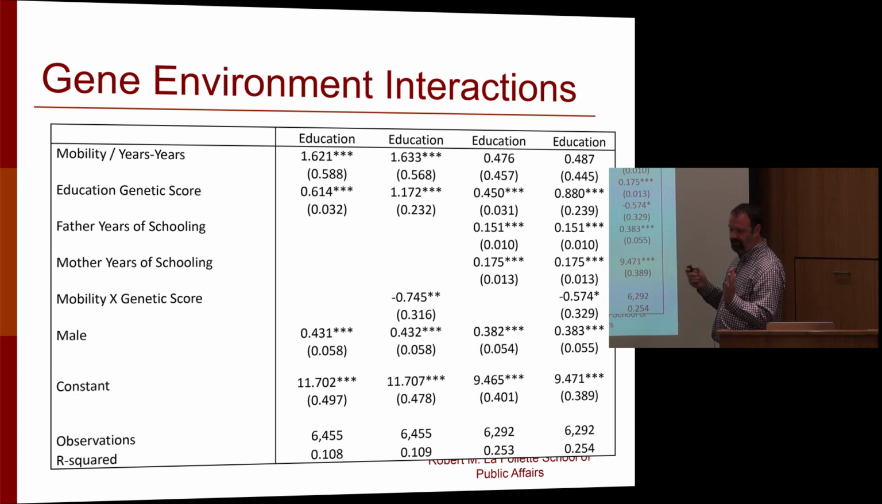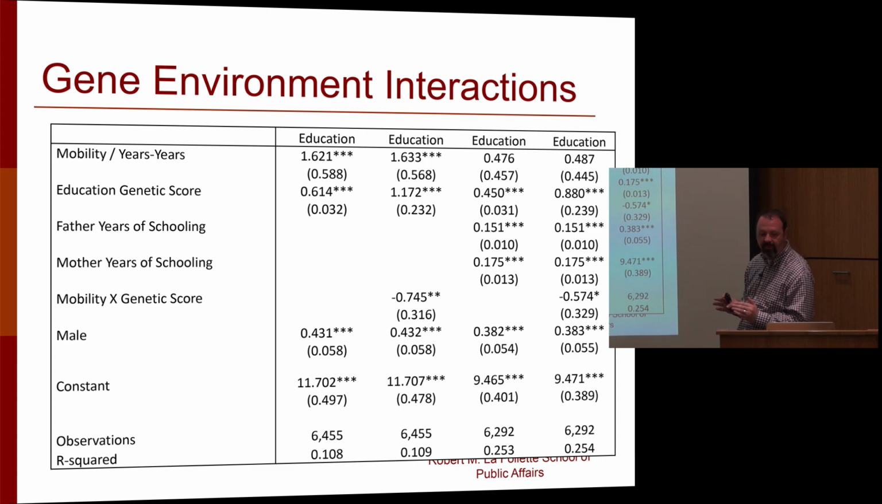There's probably many ways of saying this, but if you're in the least mobile place, a standard deviation increase in your genetic score has this size effect on years of schooling, so 1.1 years of schooling difference. As you move up to the most highly mobile, the places where child and parents' education is decoupled the most, you knock that down substantially. So you can subtract that from that. Questions about that interpretation before I move on?